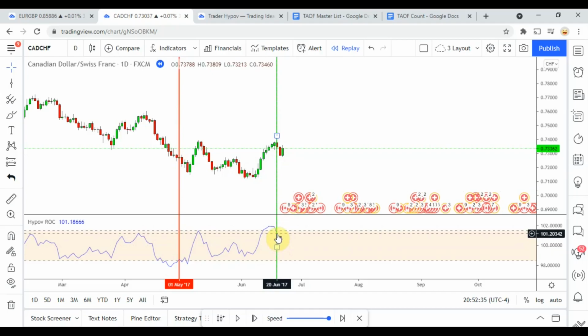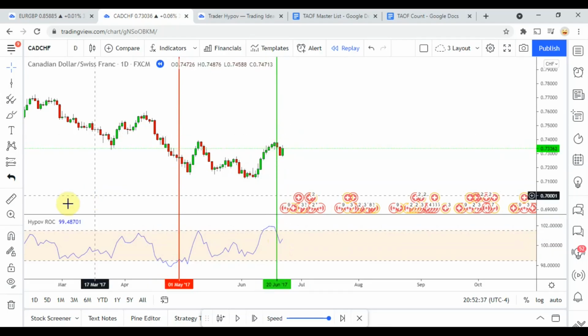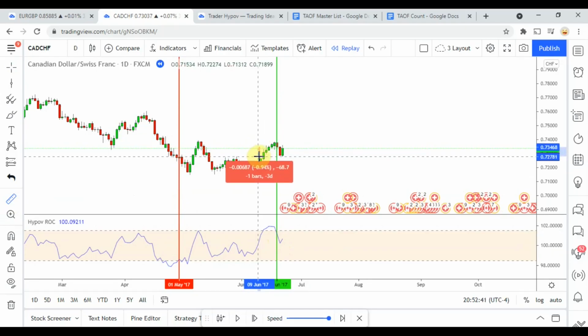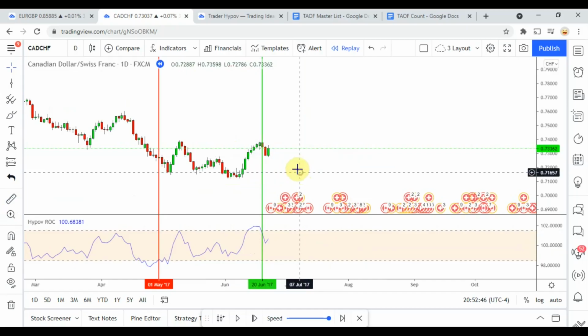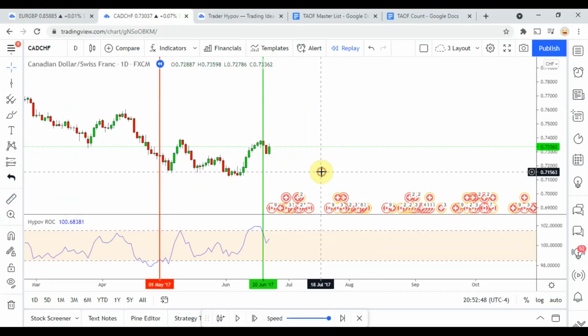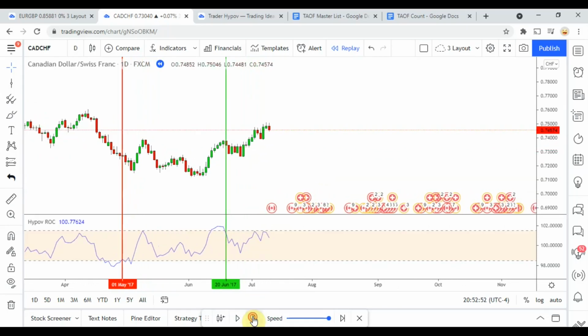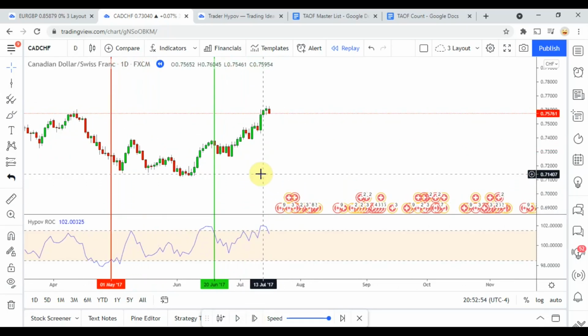All right, so we're right here. We have a short signal on that one. And it looks like we were able to get to take profit. Let's double check 50 pips. So take profit target, and we were able to get there. So not too bad. Let's go ahead and play this forward a little bit more.